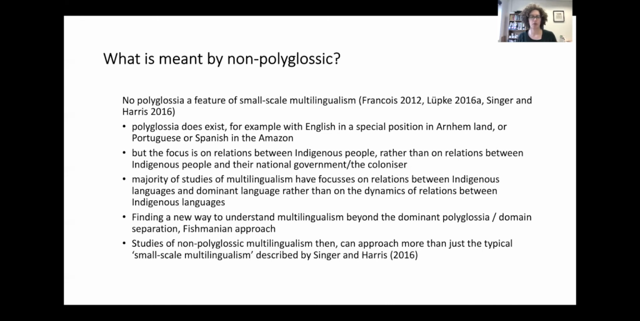So studies of non-polyglossic multilingualism then could be a lot broader than just small-scale multilingualism. Is non-polyglossic multilingualism a synonym for small-scale multilingualism, or could it perhaps, as a relatively new term, be broader and encompass any situation where there isn't hierarchical relations between languages?